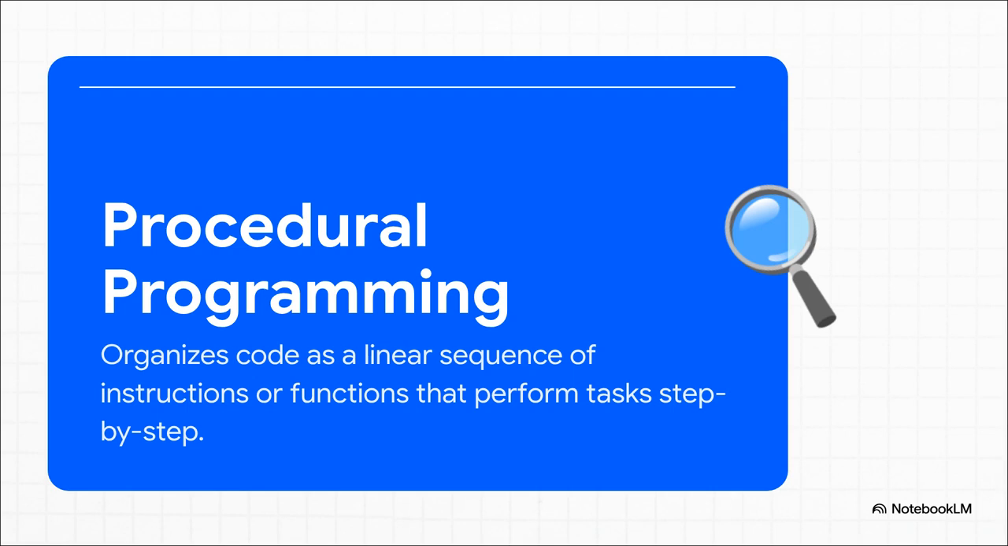Now, this is the default setting for most of us, especially in a Jupyter notebook. It's just a linear, step-by-step recipe of commands. You load some data, you process it, you train a model, you get a result. It's fantastic for experiments and getting quick answers. But as your project gets bigger, it can turn into this tangled web of code that's a nightmare to debug.